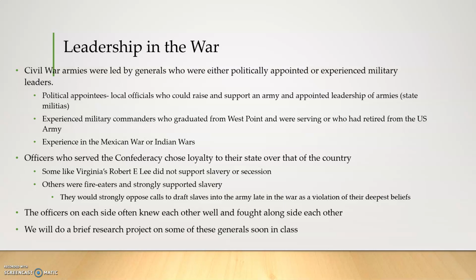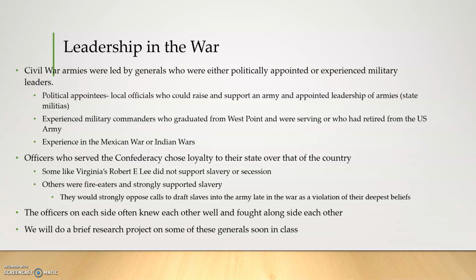Leadership in the war. The Civil War armies were led by generals who were either politically appointed or experienced military leaders. The political appointees were, generally speaking, some local official, a congressman or somebody along the line, who could raise an army, and he was appointed a leader of a state militia. So some of these people had very little military experience and were simply politically powerful.